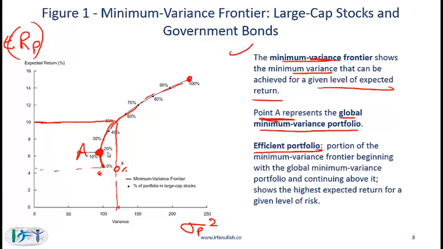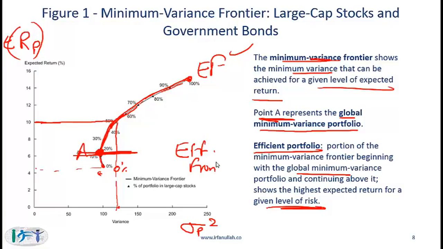Then the third term that you need to learn here is the efficient frontier. So when we talk about the efficient frontier, it is all the portfolios on the minimum variance frontier that start at A and are above. So remember, this part is called the efficient frontier, at and above A. It is the portion of the minimum variance frontier beginning with the global minimum variance portfolio and continuing above it, and it shows the highest expected return for a given level of risk. So this is the efficient frontier.